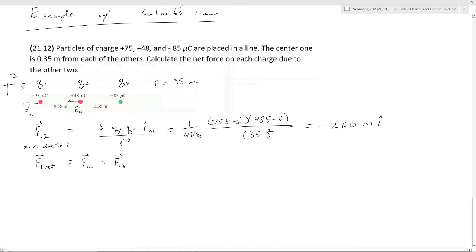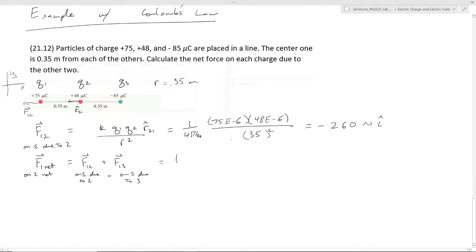So let me just emphasize, be cautious with your subscripts. I'm just going to explicitly say what these are for now, and hopefully this will help as you get more comfortable and familiar with this. You will want to establish your own habits for this, but I'll just put: F on 1 net is going to be F on 1 due to 2 plus F on 1 due to 3. So what does that actually look like?